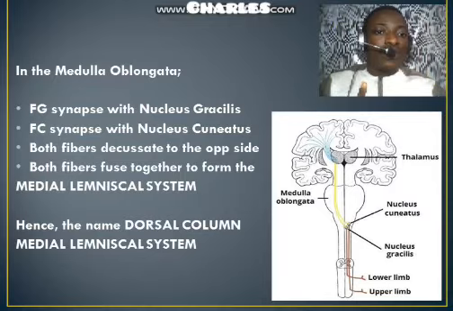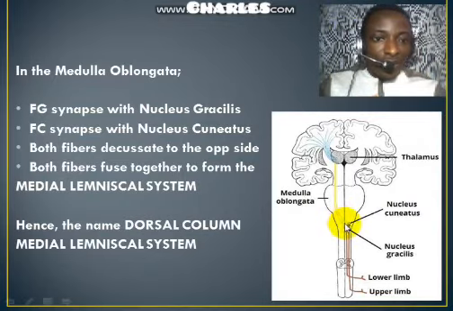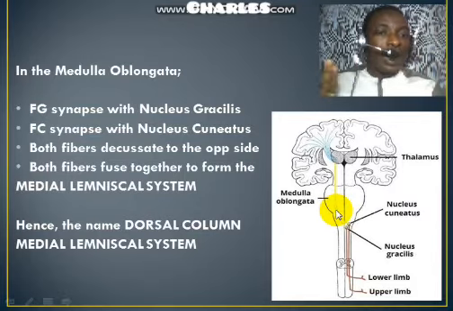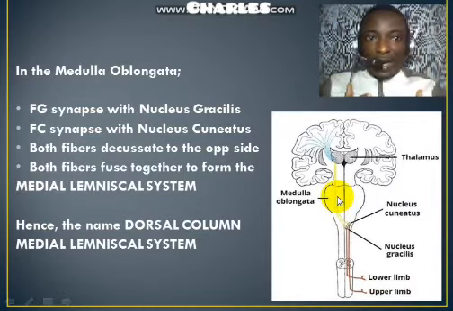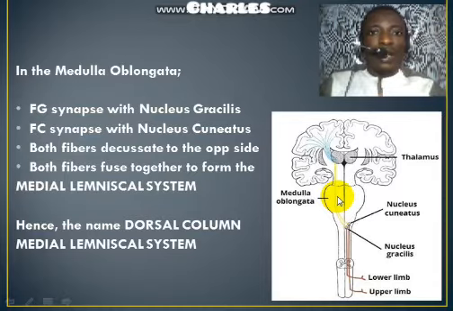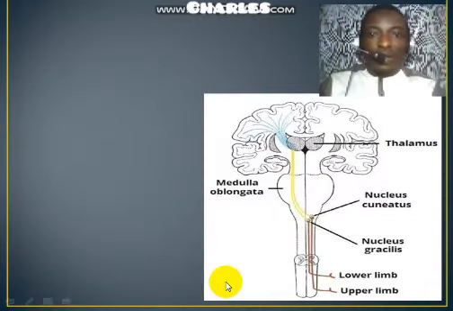Firstly, the two fibers synapse with their respective nucleus. Alright, both fibers now decussate. They cross over to the opposite side of the cord. Thirdly, the two fibers fuse together to form the medial lemniscal system. Formation of the medial lemniscal system gives rise to the name of this pathway, which is the dorsal column medial lemniscal system. Alright, okay, going forward.